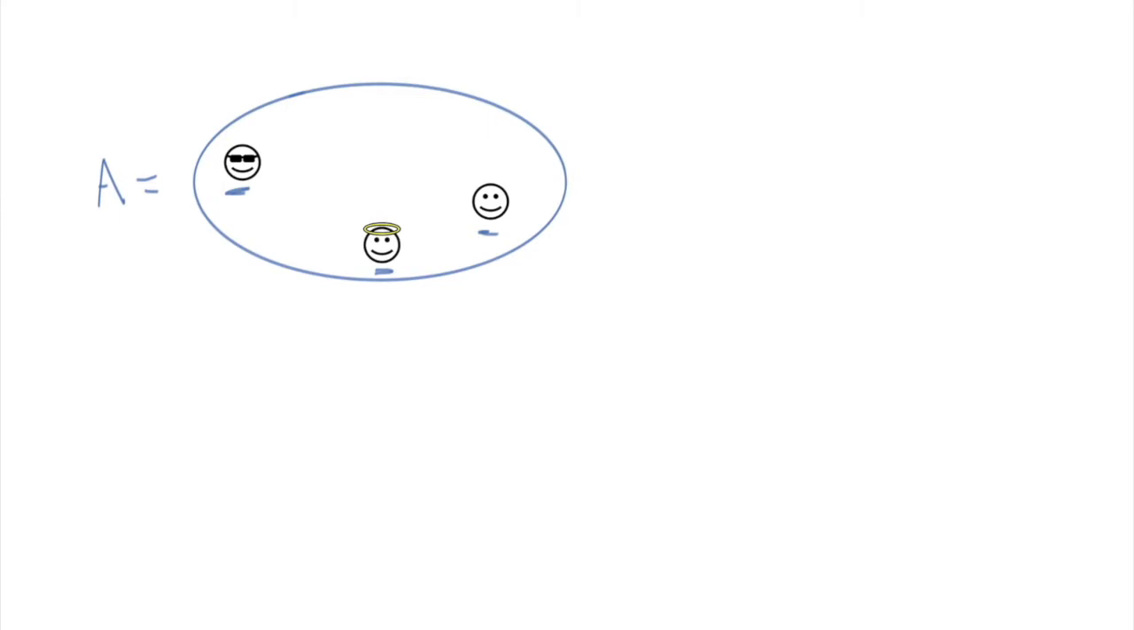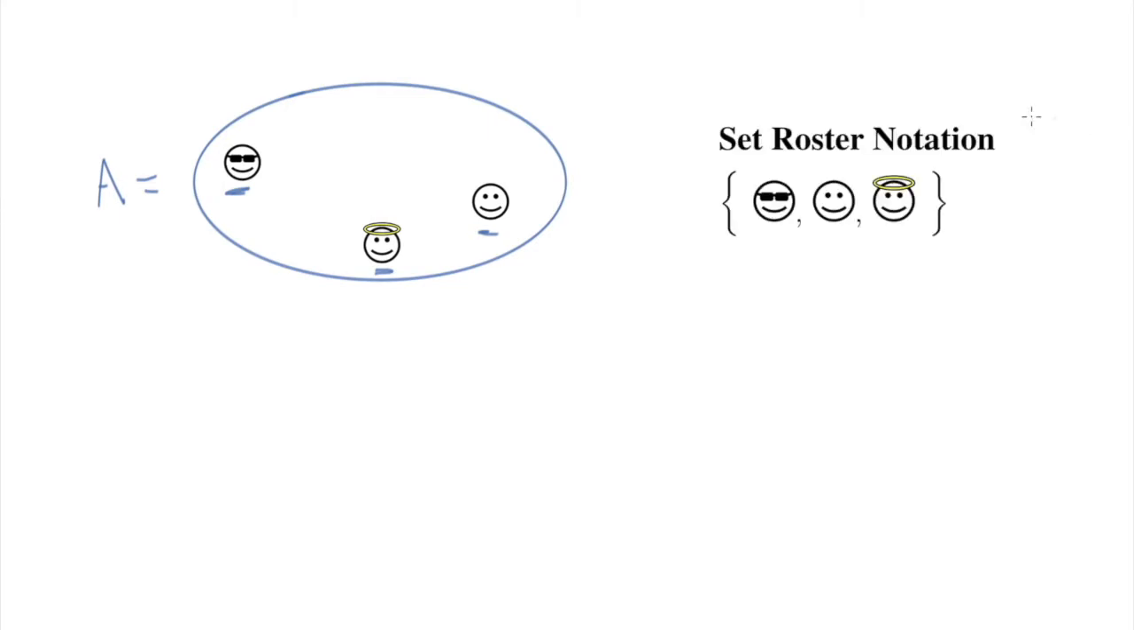Well, for that, we can use what's called the set roster notation. So the set roster notation is signaled by these curly brackets here. And then we write down the elements of the set separated by commas, like so. This particular set would be just the same as our set A here. It contains the same three members, the same three faces.